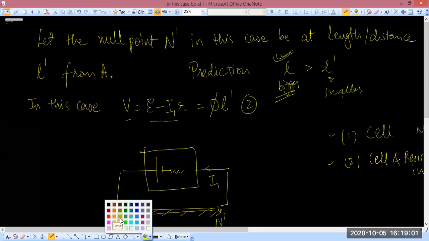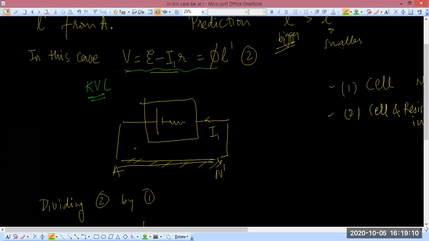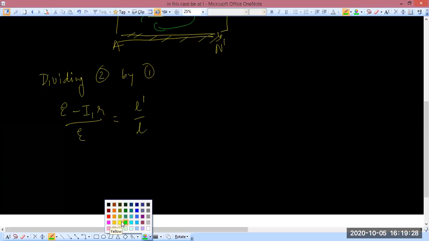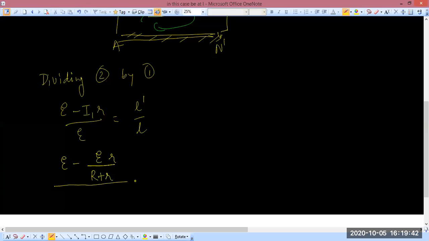See, for anyone who might not have understood this equation, I'll say use Kirchhoff's voltage law in this loop, and you will get this equation, just like we did earlier. Now you just have to simplify this. Everyone knows the formula for I1, I know. So here this would become epsilon minus epsilon upon R plus R. Clear?